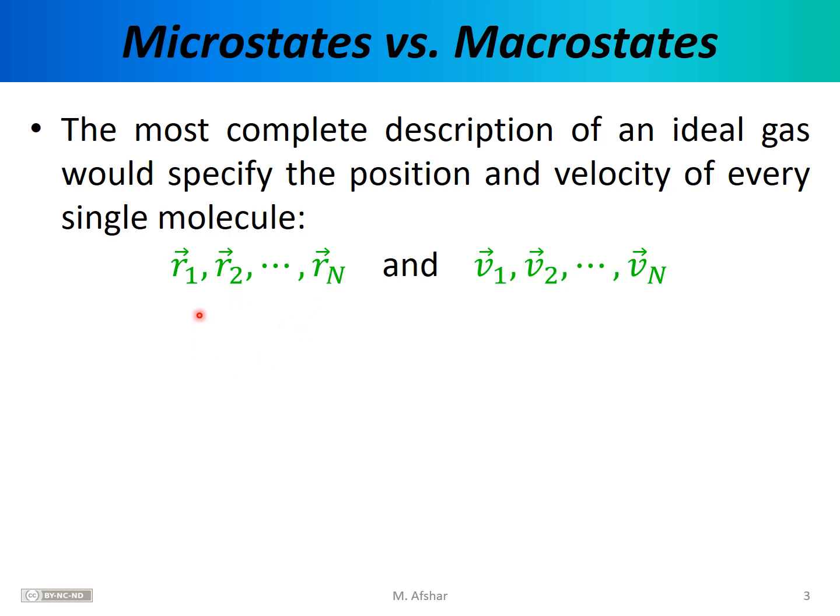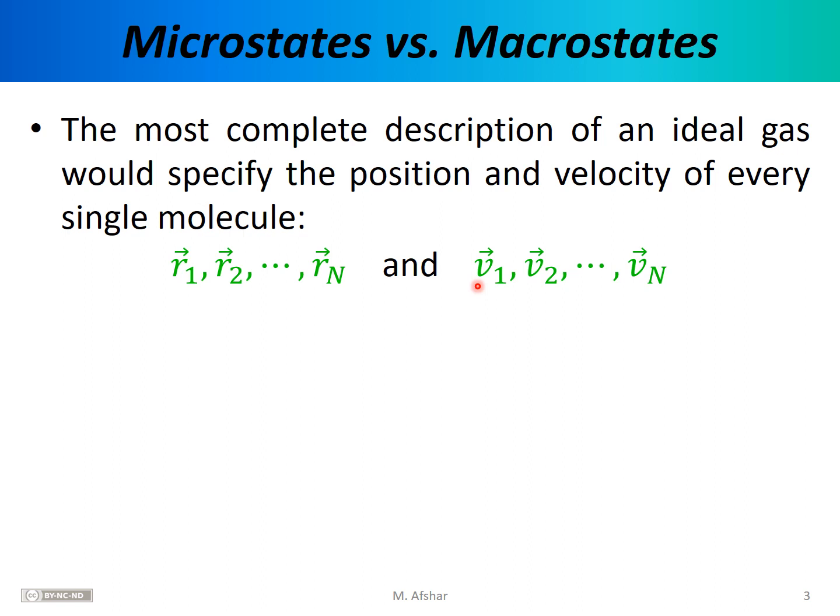We can start by measuring and recording the x, y, and z coordinates for atom number 1, and then we can measure and record the x, y, z coordinates for atom number 2, and so on until we get to the nth atom. Now, presumably, these atoms are also moving inside the box, so we would also like to know the velocities of these atoms.